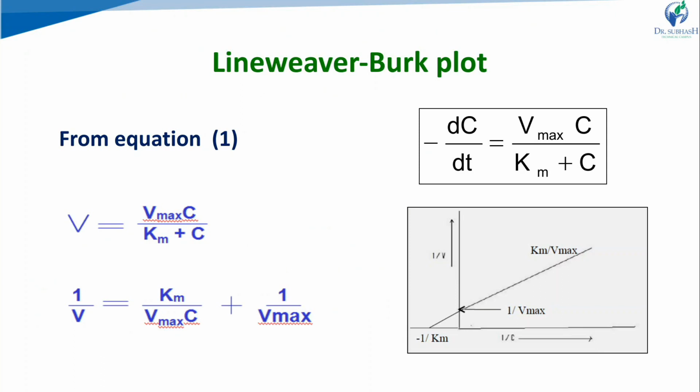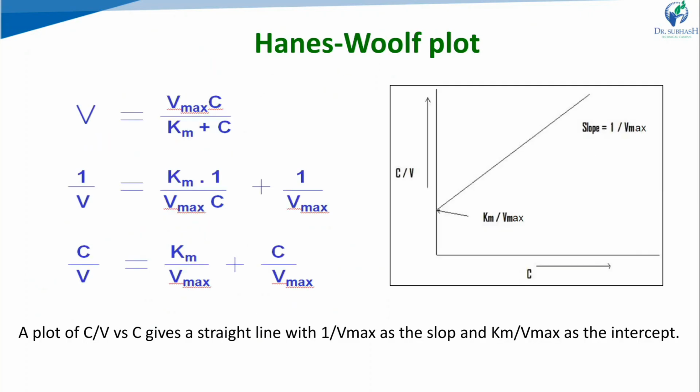We plot the graph of 1 upon V versus 1 upon C. We get a straight line, and from that we find the slope, that is Km upon Vmax, and the intercept, that is 1 upon Vmax. From that we can find both Km and Vmax. Then the next approach is the Hanes-Woolf plot.